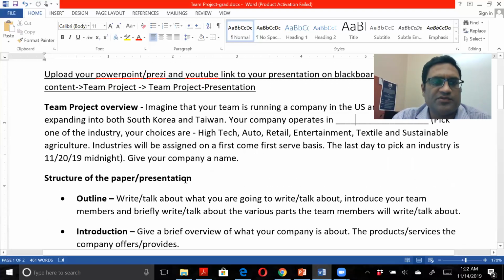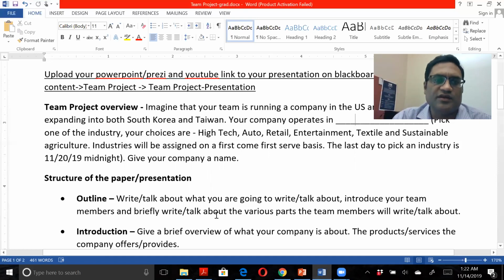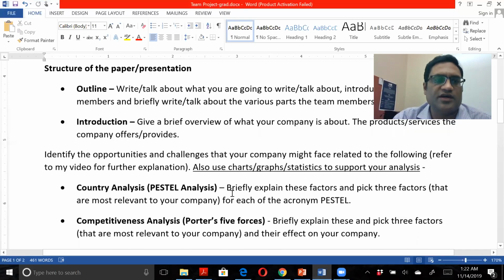Structure of this paper presentation: talk about what you're going to write, talk about. Since it's a paper as well as a presentation, you're going to be writing about it in your paper and talking about it in your presentation. So briefly, you're mentioning who's going to be doing what. Like John is doing, let's say, this country analysis, Mary is going to do competitive analysis, and so on and so forth.